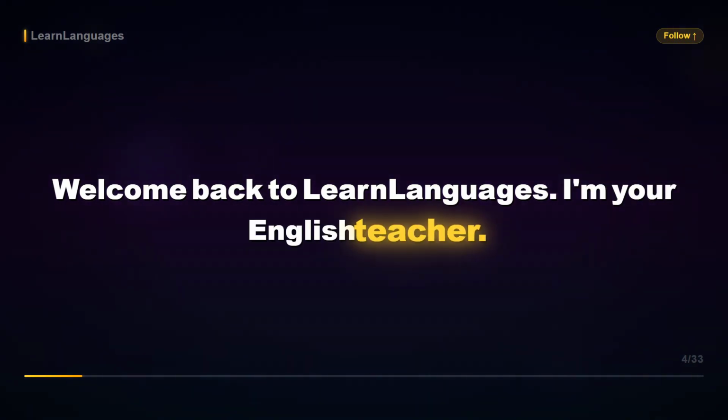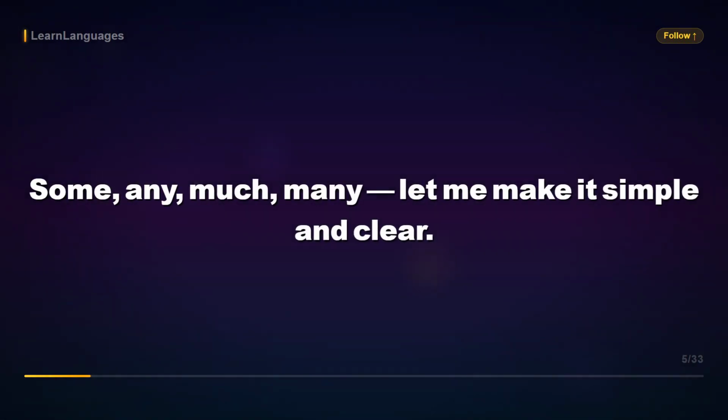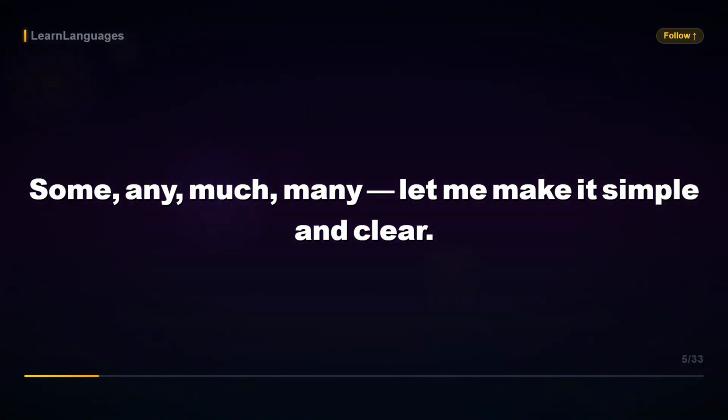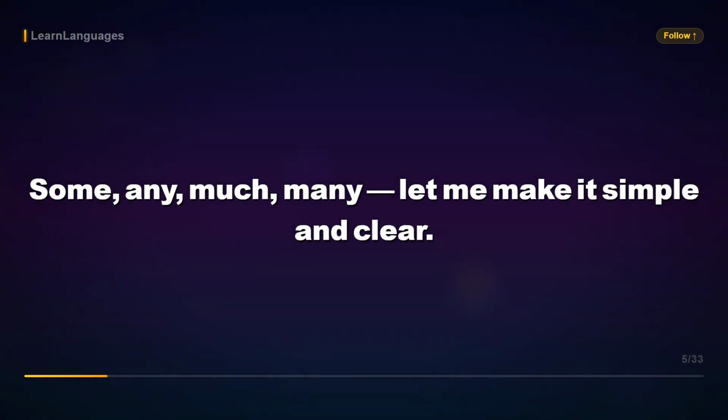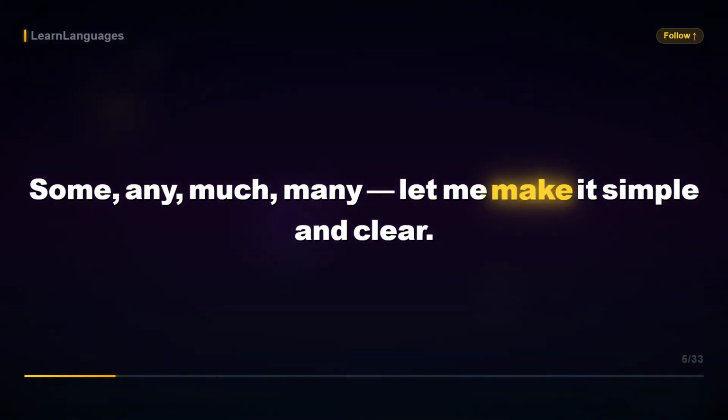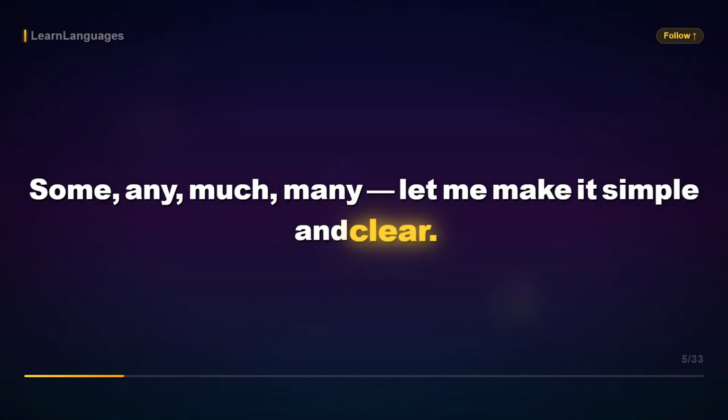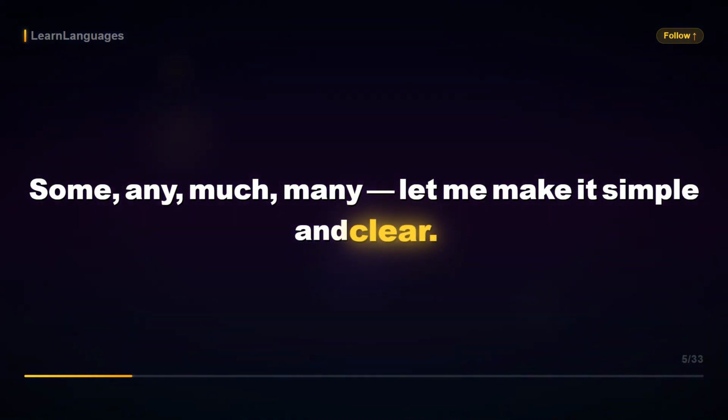I'm your English teacher. Some, any, much, many. These small words cause big confusion. But today I will make it simple and clear. Let's start with the key rule.